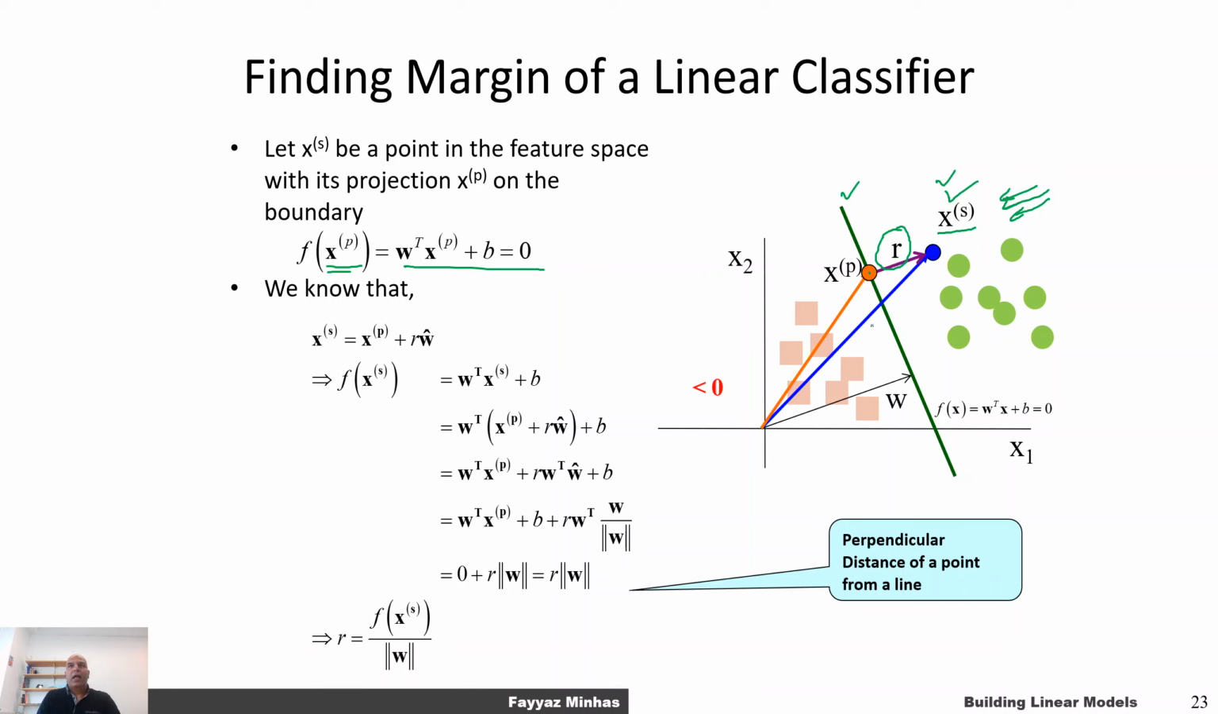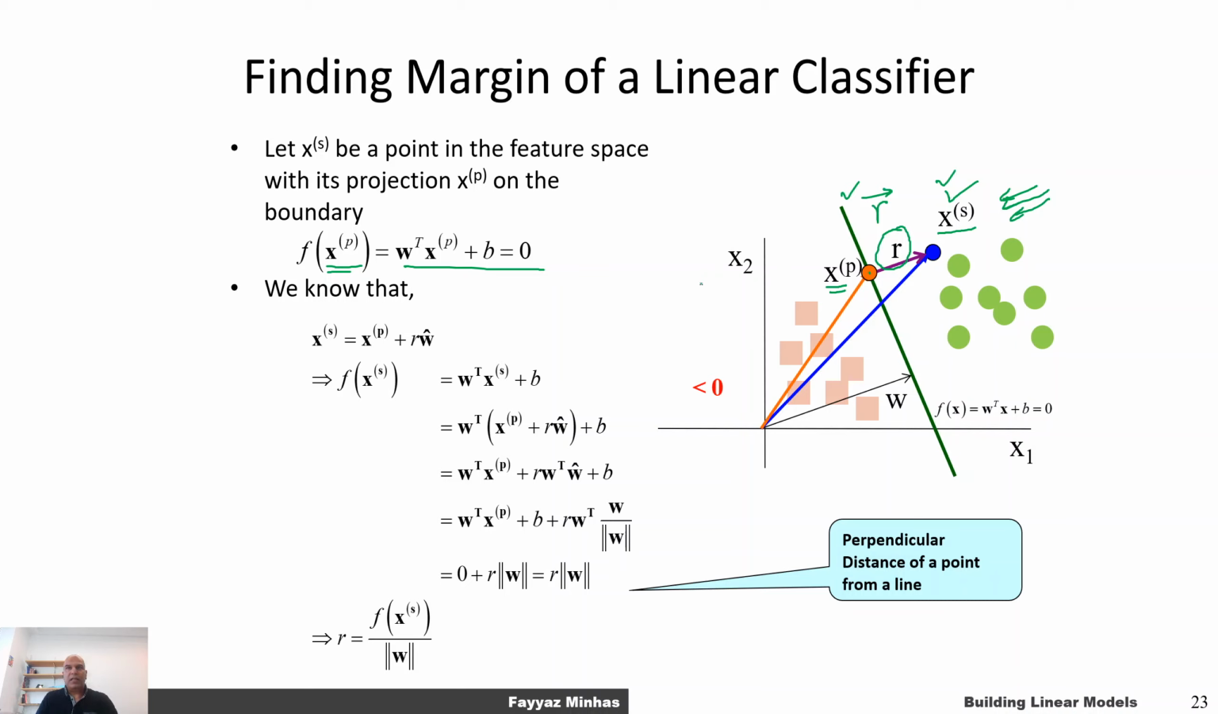Okay, the next step, what we are going to do is write this vector xs that is indicated by this blue line from the origin to this point xs. We are going to express that in terms of xp, which is this projection vector, this orange vector that you see on your screen, and this r vector, which is the vector from xp to xs. So I'm going to label that as the r vector. The magnitude of that vector gives us the distance between xs and xp.